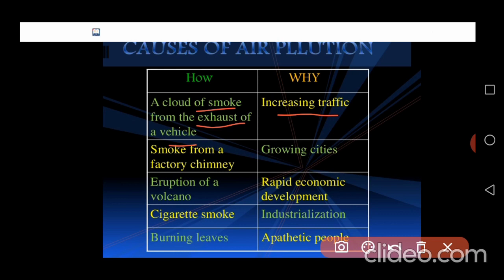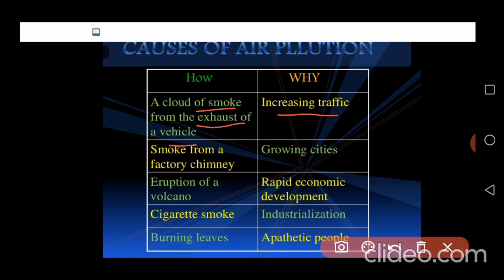Students, in Bangalore, each and every road is filled with many vehicles, including heavy duty automobiles, public transport vehicles, buses, cars, bikes, many automobiles like that. That increasing traffic on each and every road in Bangalore means those vehicles release very dangerous gases into the atmosphere.